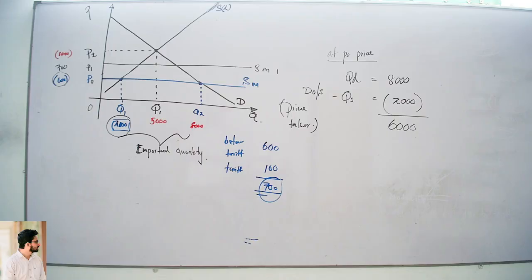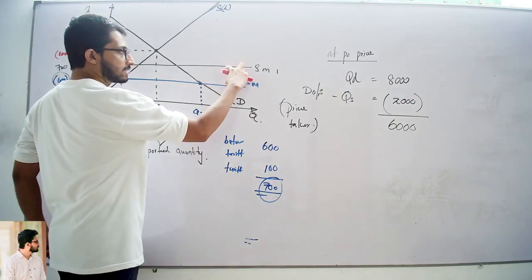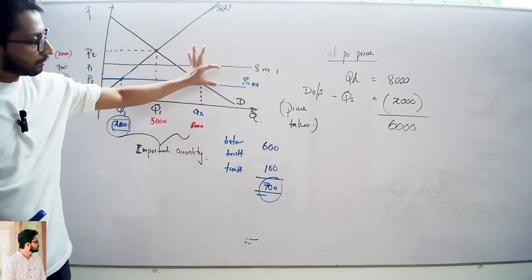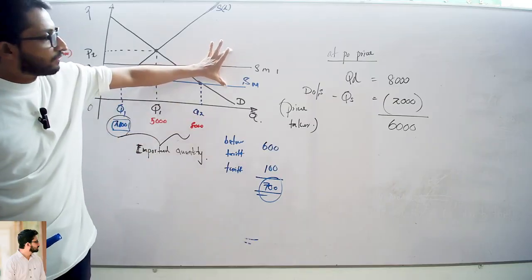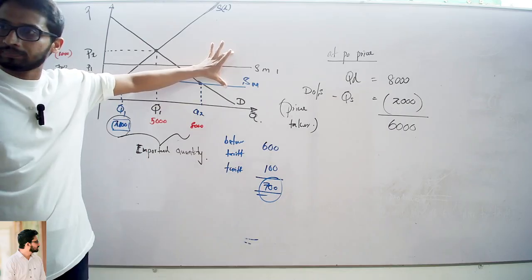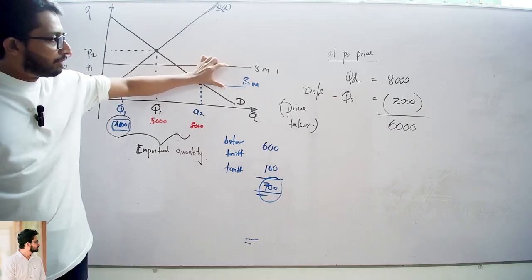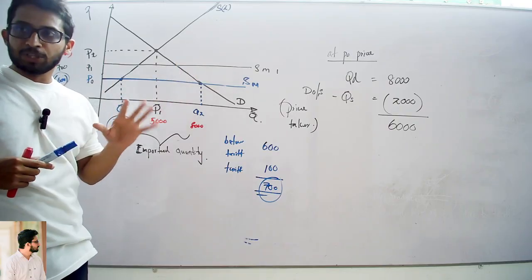Okay. Then, Buddha, the gap equals the tariff, 100 rupees. If the tariff was 200, the gap would have been bigger. The gap between these two is the tariff rate per unit.